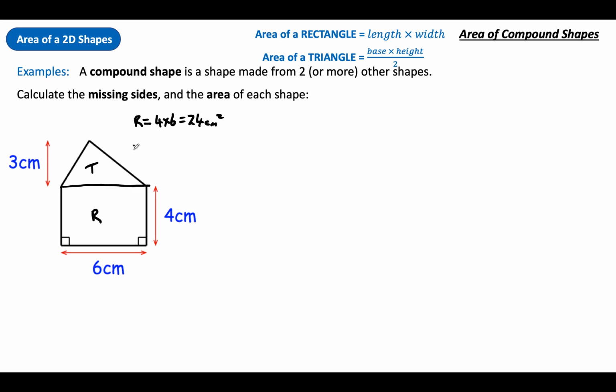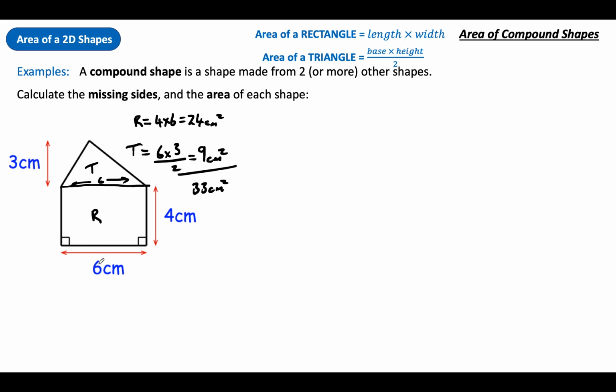And the area of my triangle, remember, base times height divided by 2. Well, the base is 6, isn't it? So you can see it's the same as the bottom of that rectangle. The height is 3, and then we halve it because it's a triangle. 6 times 3 is 18, divided by 2 is 9 centimeters squared. So my total, 24 plus 9, is 33 centimeters squared.